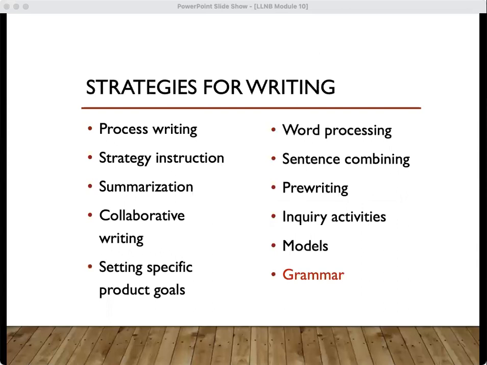We're going to take a look at some strategies for writing. Research shows that there are specific instructional strategies that can have a great impact on the quality of a learner's writing. They include process writing.